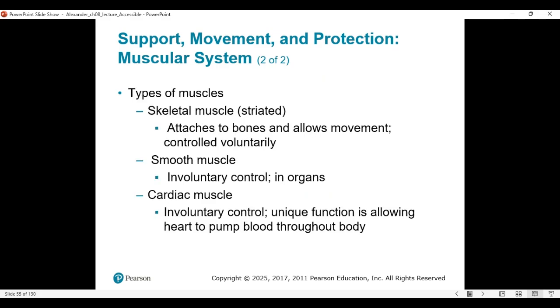Types of muscles. We have three types. Skeletal, or striated, is attached to bones and allows for movement. This is also called voluntary. We can move these muscles on our own. Smooth muscle is under involuntary control. It's usually in organs like the digestive tract. It's also inside your vasculature, like your arteries and your veins. This is how they can contract and change diameter. And cardiac muscle is under involuntary control. It has a unique function to allow the heart to pump blood throughout the body.